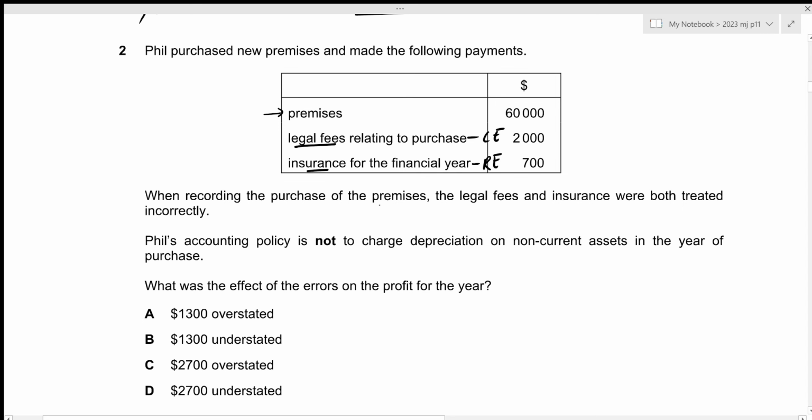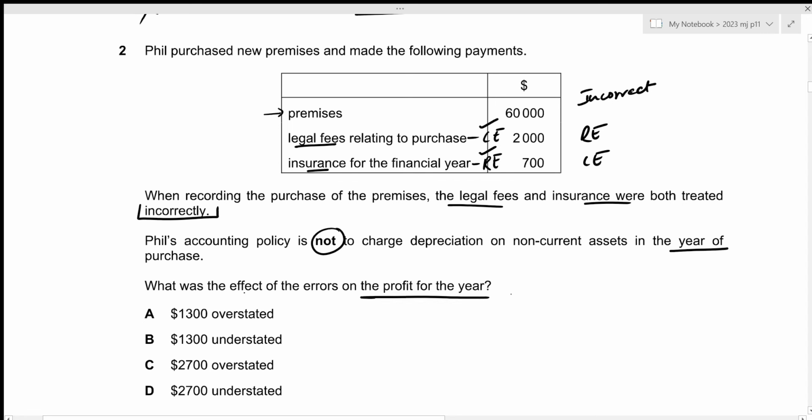When recording the purchase of the premises, the legal fees and insurance were both treated incorrectly. Okay, so the correct treatment would have been to include our legal fees as part of the capital expenditure and include insurance as part of our revenue expenditure. But our incorrect treatment was that we included legal fees as revenue expenditure and included insurance as capital expenditure. Phil's accounting policy is not to charge depreciation on non-current assets in the year of purchase, so we do not have to worry about depreciation in this question. We just need to figure out the effect of the errors on the profit for the year.